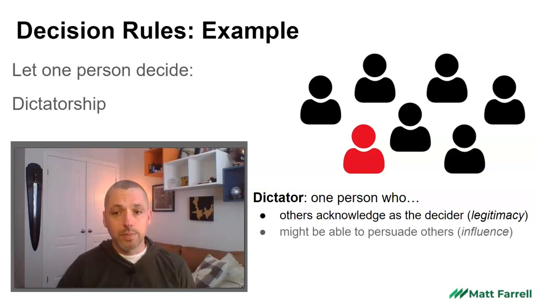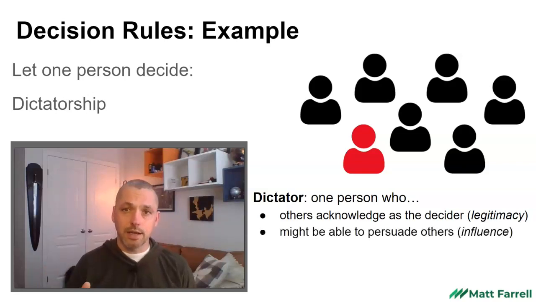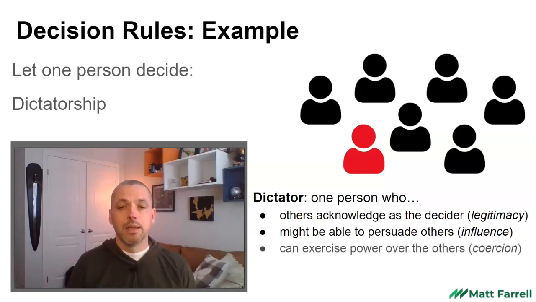Now, it could also be possible that the dictator might just be a person that's very persuasive. They are able to convince everyone else in the group to go along with them. Maybe they're a really good speaker. Maybe they've just got some kind of natural charisma that other people want to follow. Regardless, everybody in the group decides that they want to go along with that person's decision. They are able to persuade everyone successfully.